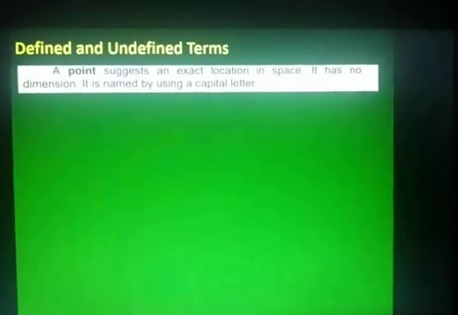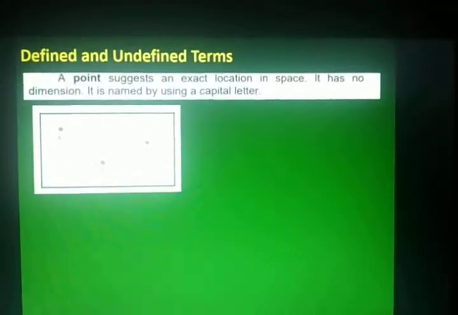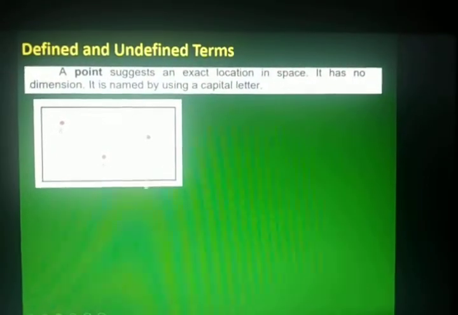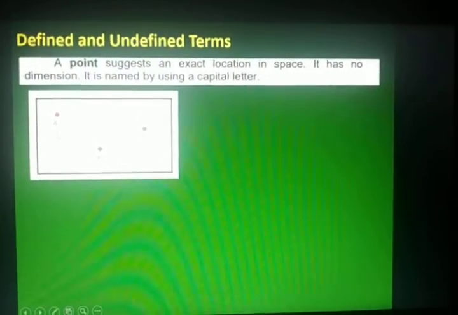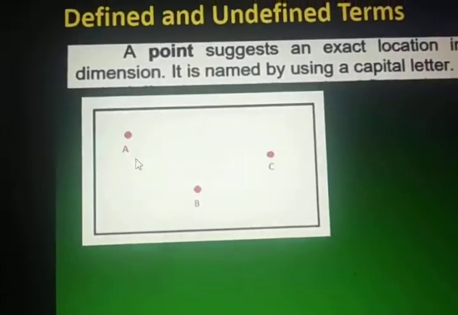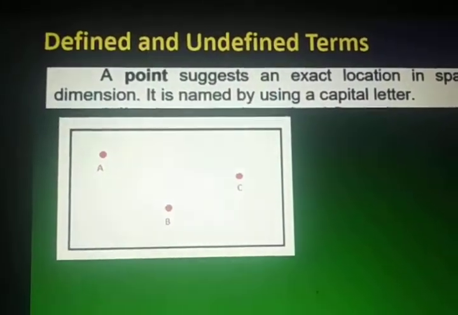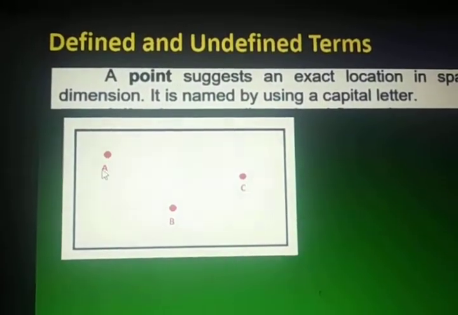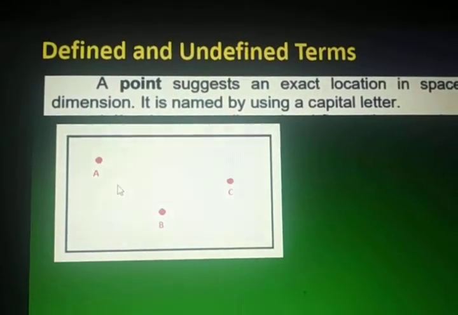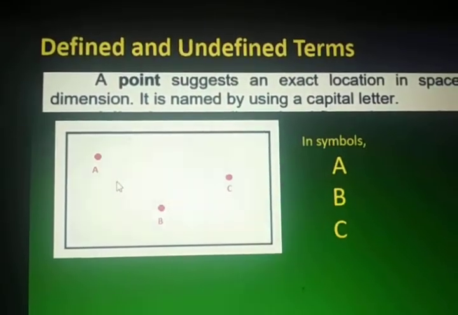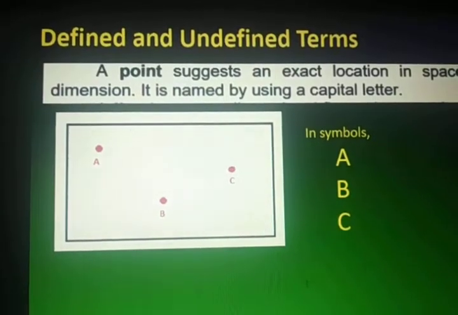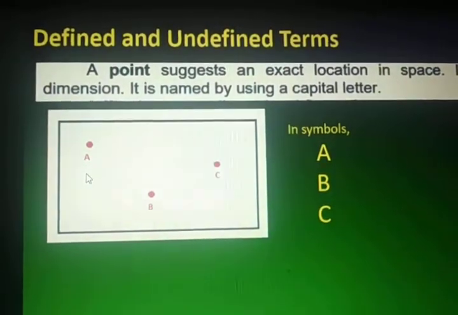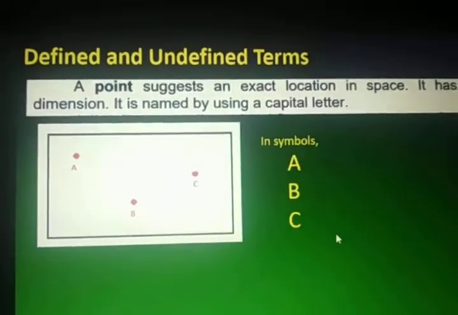You can see this. You have here 3 points represented by the red dot. Okay, and so in symbols we write them as point A, point B, point C.